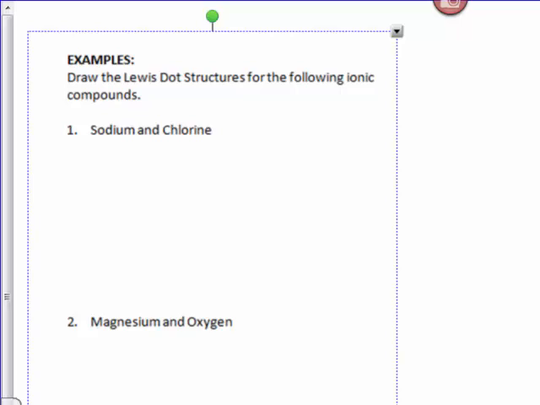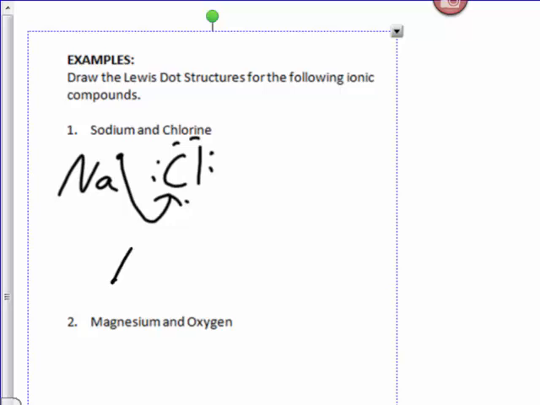So sodium and chlorine. Sodium is in group 1, so it has 1 dot. Chlorine is Cl, group 17, so we know that's got 7 dots. Now remember, they want to have 8 valence electrons or 0. Sodium is your metal, so it's going to give up. Chlorine is your non-metal, so it's going to pick up. And so now you end up with sodium with no dots, and chlorine with all 8.